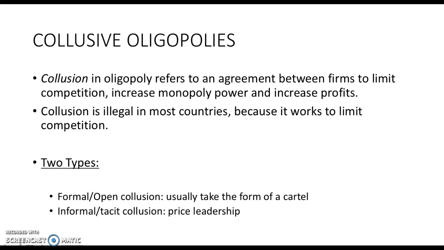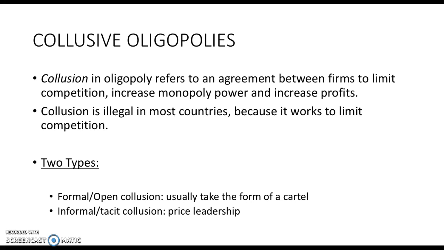Collusive oligopolies. Just remember that collusion in oligopolies refers to an agreement between firms, and they're going to limit competition. It's small firms, and they want to pretty much become a monopoly. They want to limit competition through barriers. They want to increase monopoly power, and of course, they want to increase those profits. Money, money, money. Now, it's important to remember that collusion is illegal in most countries. There are some few instances where it's not. We'll give some examples, but it is considered illegal in most countries.